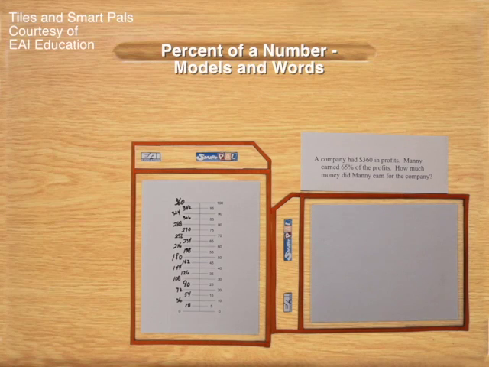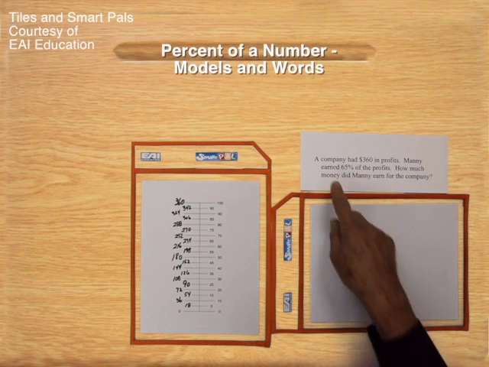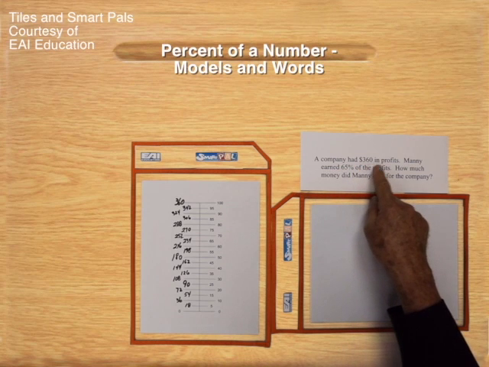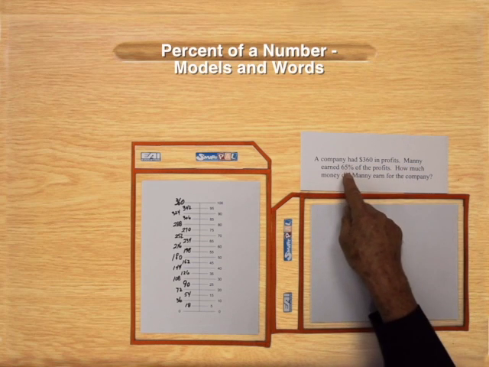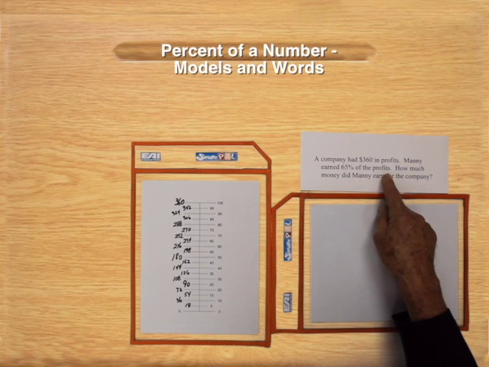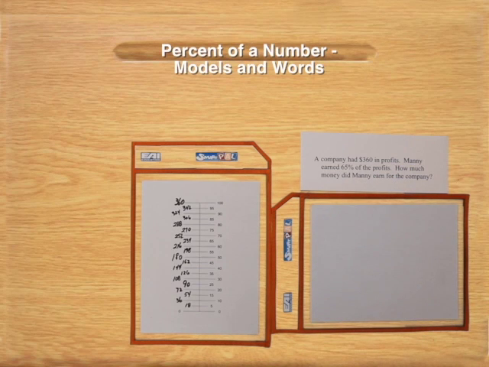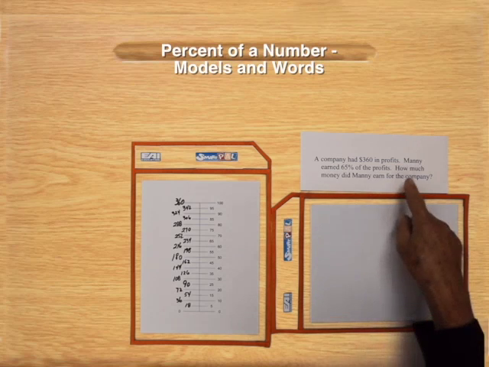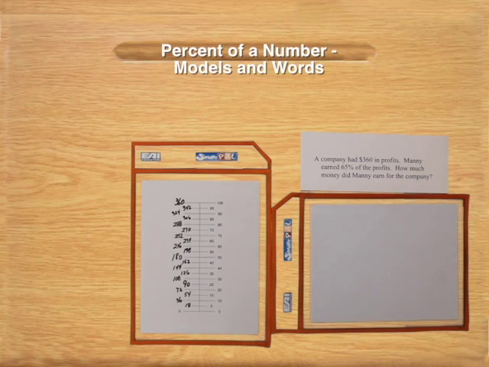So now we have our percent grid, and let's look at an application of how we find the percent of a number. A company had $360 in profits. Manny earned 65% of those profits. So Manny earned 65% of 100% of the profits. How much money did Manny earn for the company?